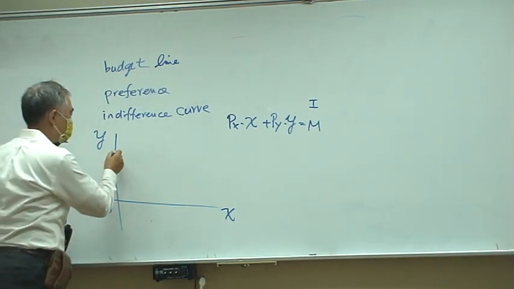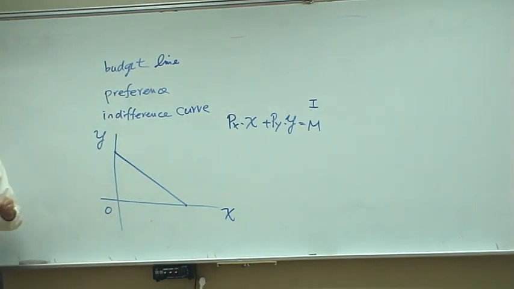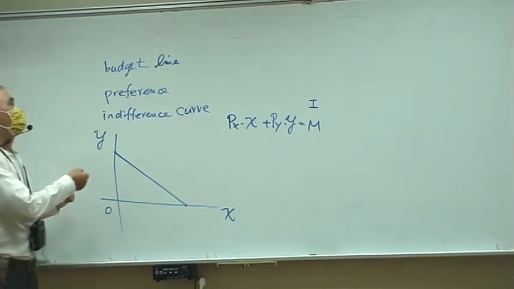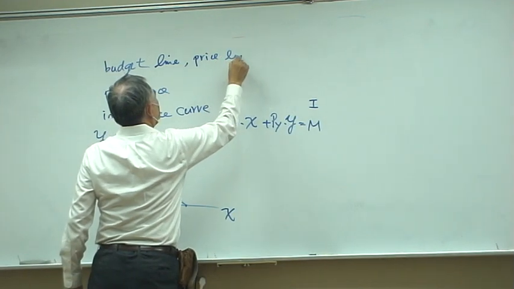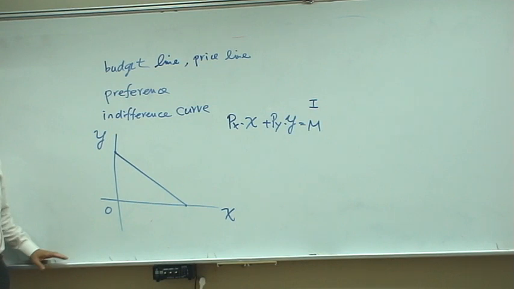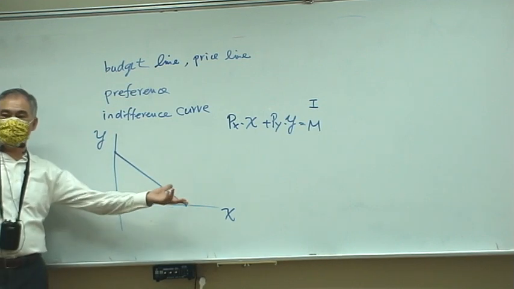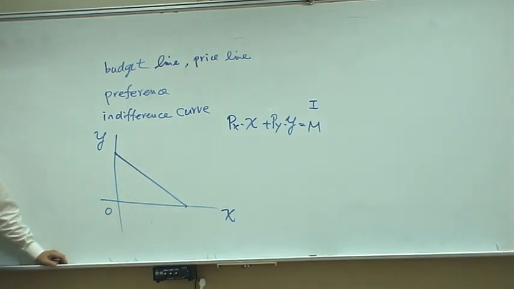So how does it look? It looks like this. This budget line is also called the price line. Why? Because it tells you about the price. The first question is, you consume more than 2 goods, right? So why just 2? Because with 2 goods, it's easier to elaborate with diagrams. So we assume you only consume 2 goods.